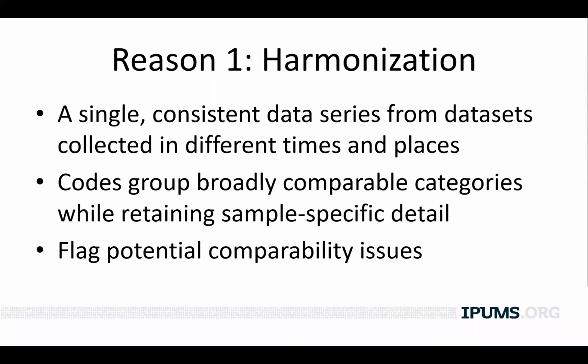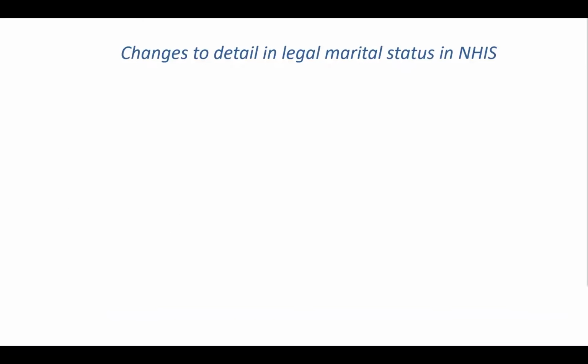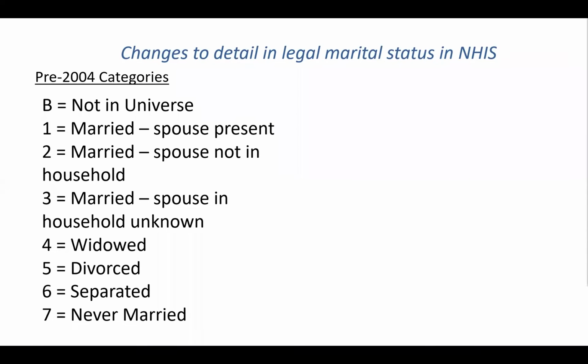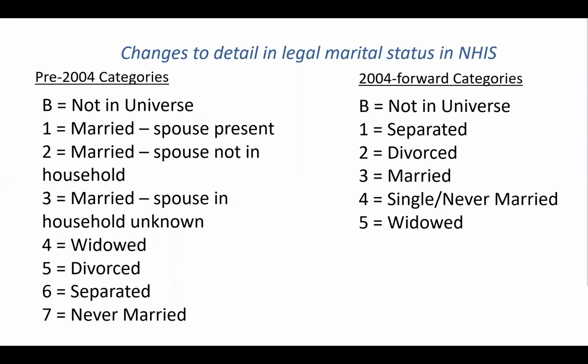What I'm going to do next is a really simple example of this to try and help illustrate what harmonization looks like. So the National Health Interview Survey has a small change in how they report legal marital status. Prior to 2004, folks could be not in universe, so these are essentially people who are too young to report marital status. For people who are married, you don't just say married, they report whether or not the spouse is present in the household. That's available before 2004, and then widowed, divorced, separated, or never married. So these are what the categories look like before 2004. Starting in 2004, that detail in whether or not the spouse is present is lost.